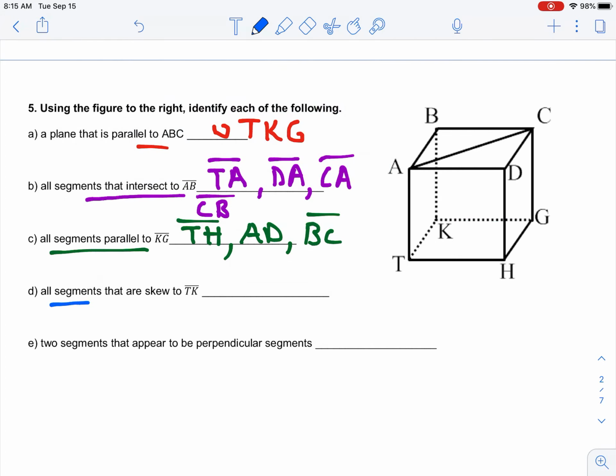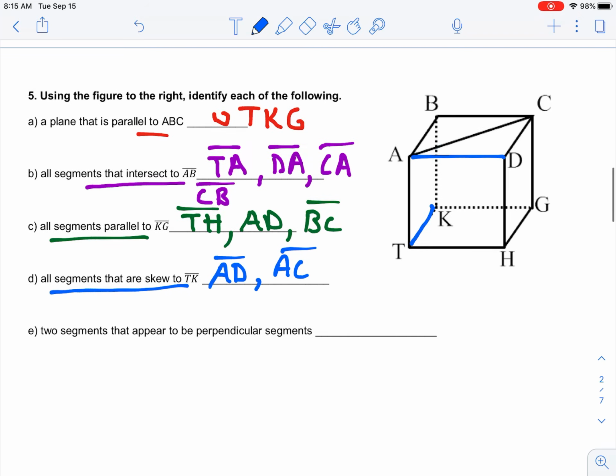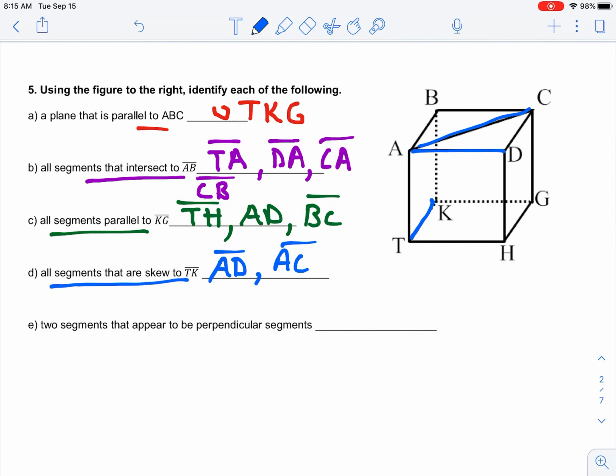All right, name all segments skew to TK. So let's highlight TK and come up with things that are not parallel and not touching. Notice AD is not parallel, not touching. Notice AC is not parallel, not touching. Notice BC is not parallel, not touching. The other ones are parallel.